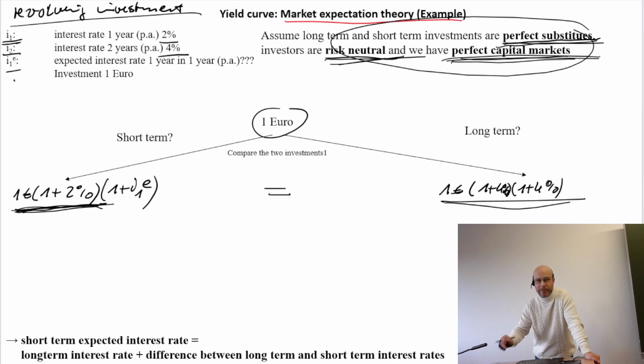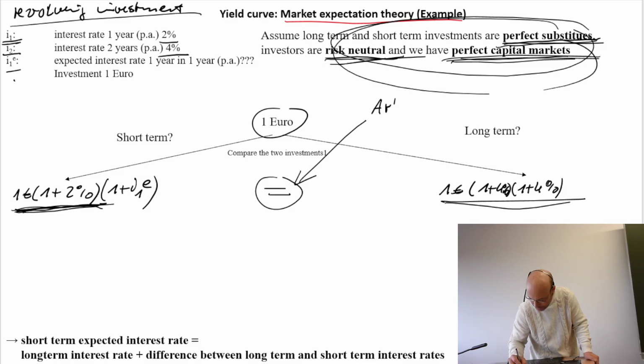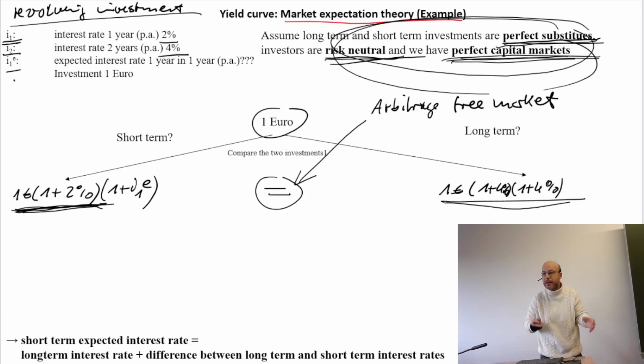And very important in a minute is that this equality sign is not a law. This comes from the argumentation and our assumptions here. So this more or less says, I don't know if you have already introduced this word, that we have an arbitrage-free market. What does this mean? I have an arbitrage-free market.